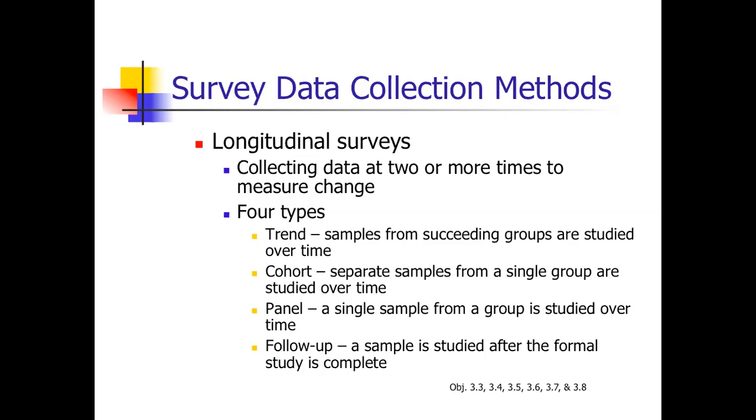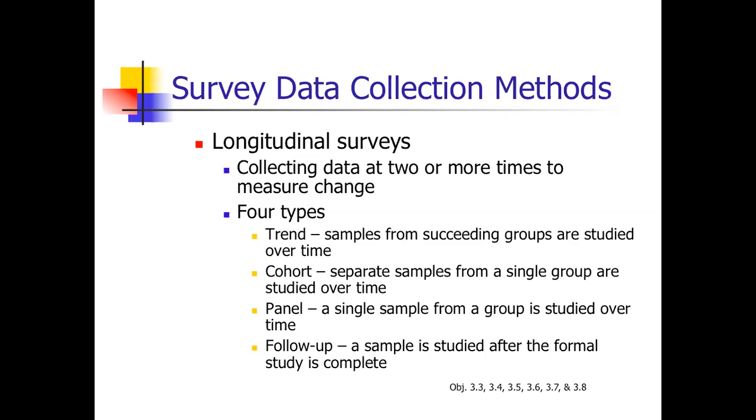A panel survey is where a single sample from a group is studied over time. So this is the first one that I mentioned just now. You take 10 students from class 4. 3 months later, you come again and collect information from the same 10 students. And then at the end of the semester, you come again and collect information from the same 10 students.